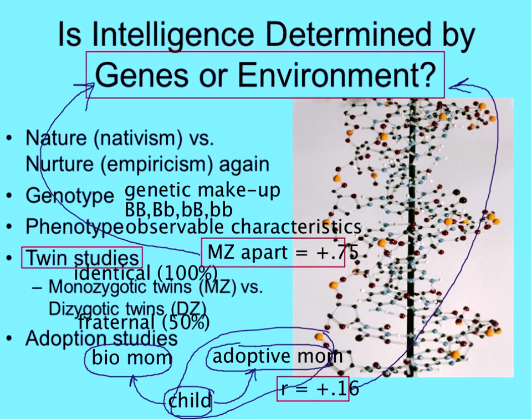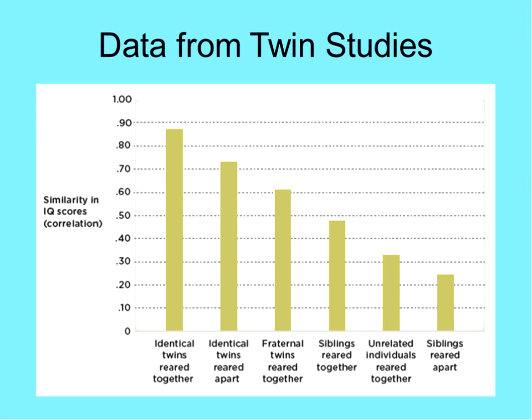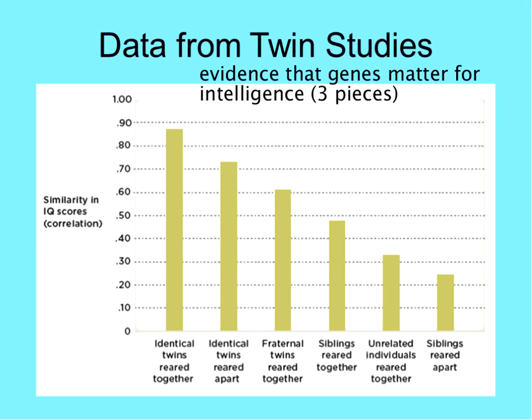What I want to do is separate out the evidence on the next 2 slides between evidence that genes matter and then a slide that shows evidence that environment matters. Let's look at this one. Data from twin studies, and I'm going to focus here on evidence that genes matter for intelligence. I'm going to give you 3 pieces of evidence. First piece I've already given you, and that is the correlation coefficient here for identical twins reared apart. We said that this correlation coefficient is positive 0.75.